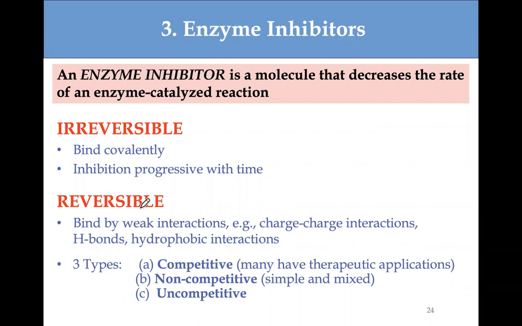Now, for the reversible, once you remove the inhibitor, the enzyme can go back to its normal activity. So it binds by weak interactions or weak bonds, and here are the examples. And we have three types of reversible inhibitors: the competitive, the non-competitive, and the uncompetitive.